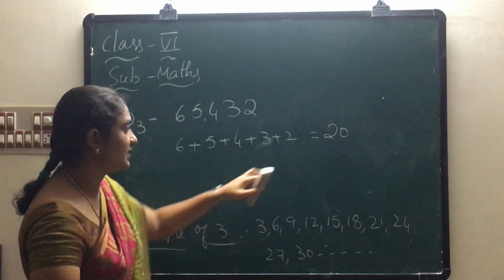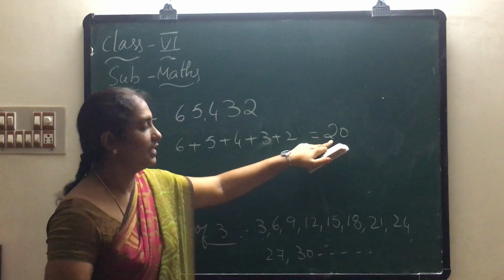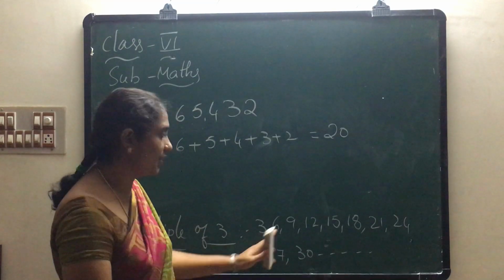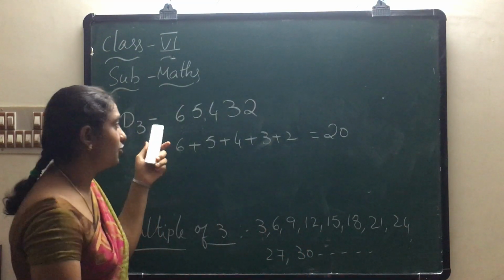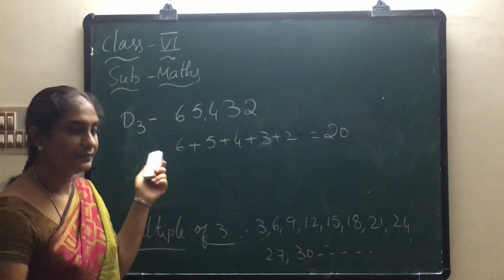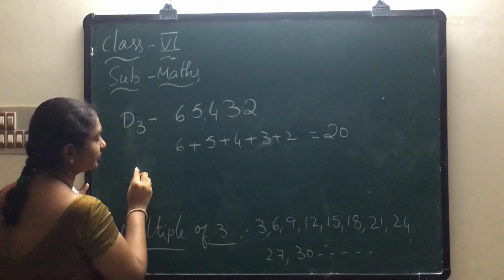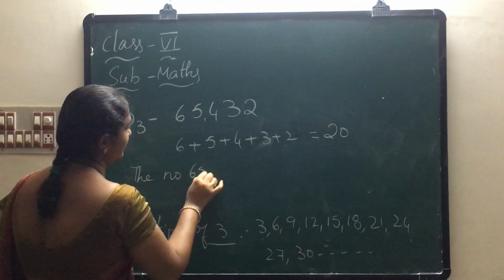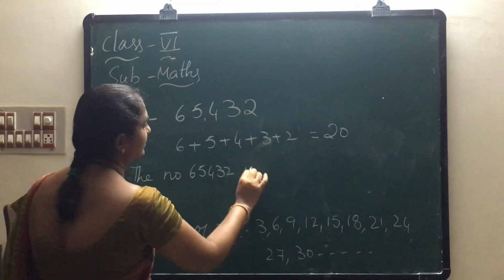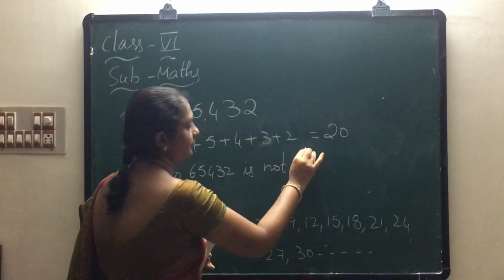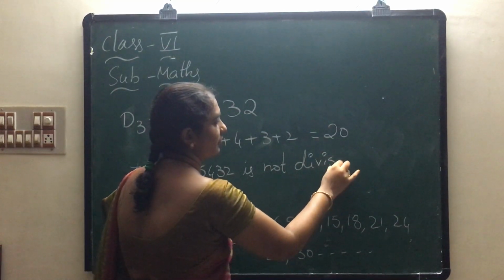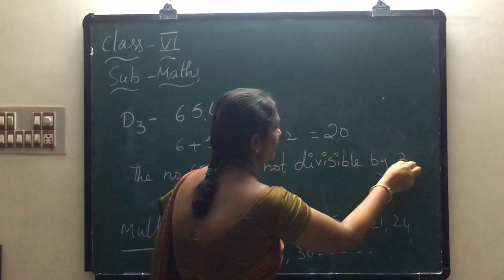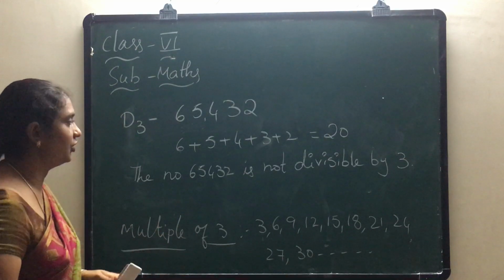Multiple of 3 means, see here, what is the answer we got? 20. Now, did we get 20 in the 3 table? Did we get a multiple of 3? No, we didn't get. So, the total number 6, 5, 4, 3, 2 is not divisible by 3. Okay children, do you understand?